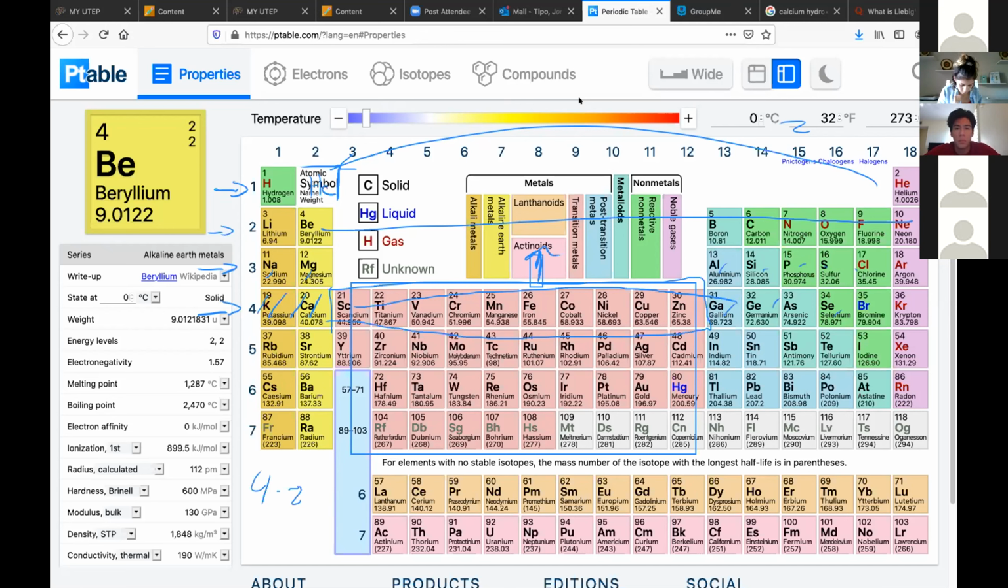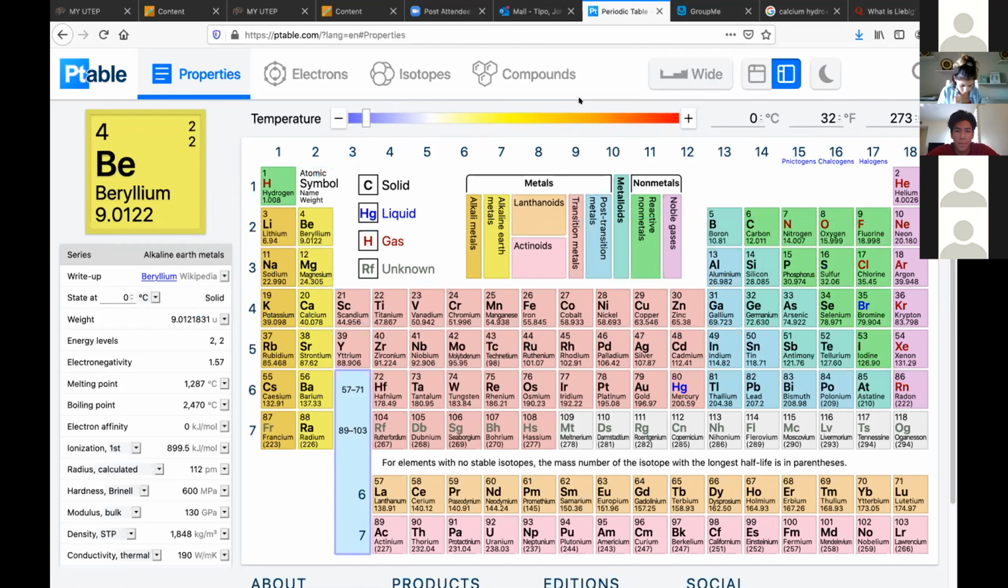In reality, what you're going to be looking at, and what Dr. Alexander probably wants you to know, is that you fill up the first shell, which only has 2. Then you fill up the second shell, which has all 8 of these. You fill up 8 of the third shell before you can fill up this part. Does that make sense?